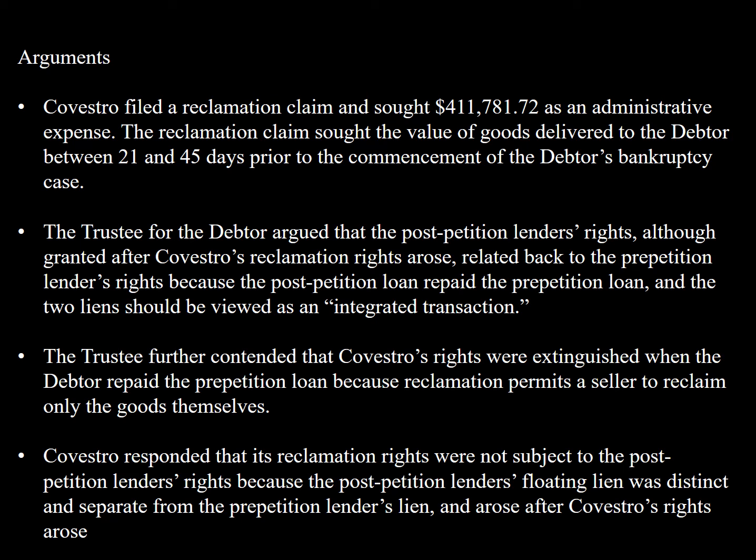The trustee cited case law saying that if there's a post-petition security interest in the delivered goods, which at some point there was, but after the reclamation notice was made, then the reclamation creditor is out of luck. He has nothing. He has a 503 claim, but he doesn't have an administrative claim for the entire reclamation amount. And Covestro didn't give up so easily and argued that reclamation rights came before the post-petition lender's rights, and since the pre-petition loan was completely paid and no longer had a lien, then Covestro should have a valid reclamation right that was not extinguished by the post-petition loan.